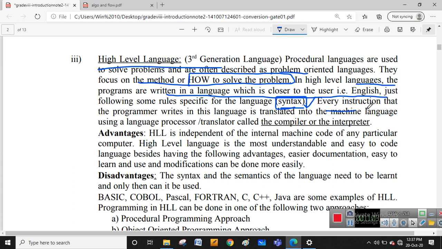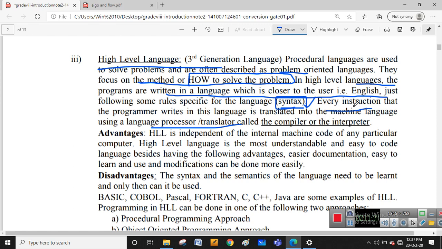Every instruction that a programmer writes in this language is translated into machine language using the language processor, known as the compiler or interpreter. So whatever instructions you write in this high level language are converted into machine language using the language processor or language translator, using the compiler or interpreter.